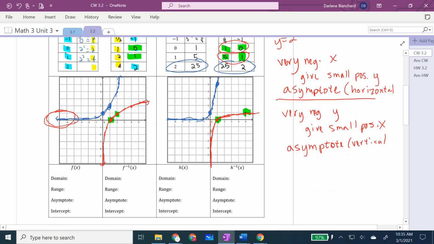Okay, then for domain and range, the exponential functions have domains of negative infinity to positive infinity. That's something you should remember from the previous unit. And the range is only positive y values. So the range is 0 to infinity when you are dealing with exponential.